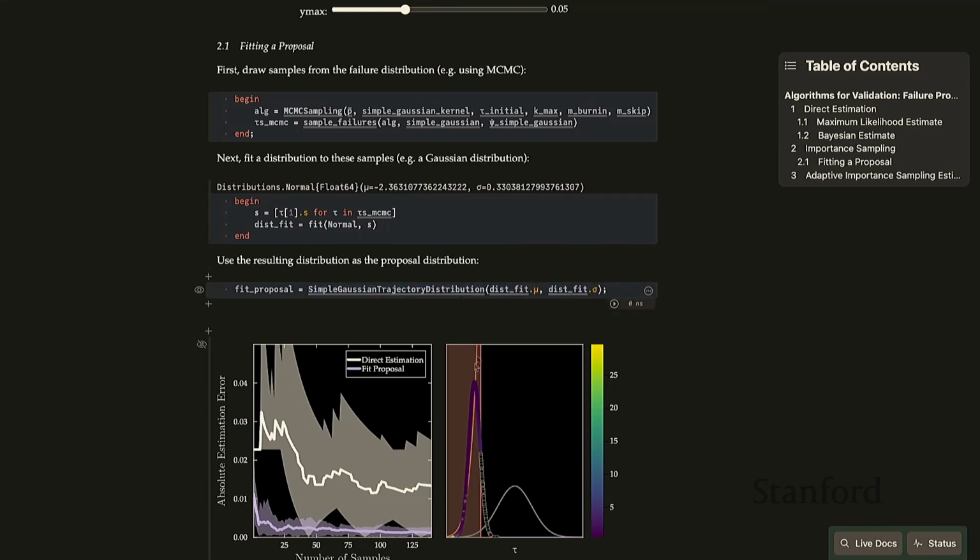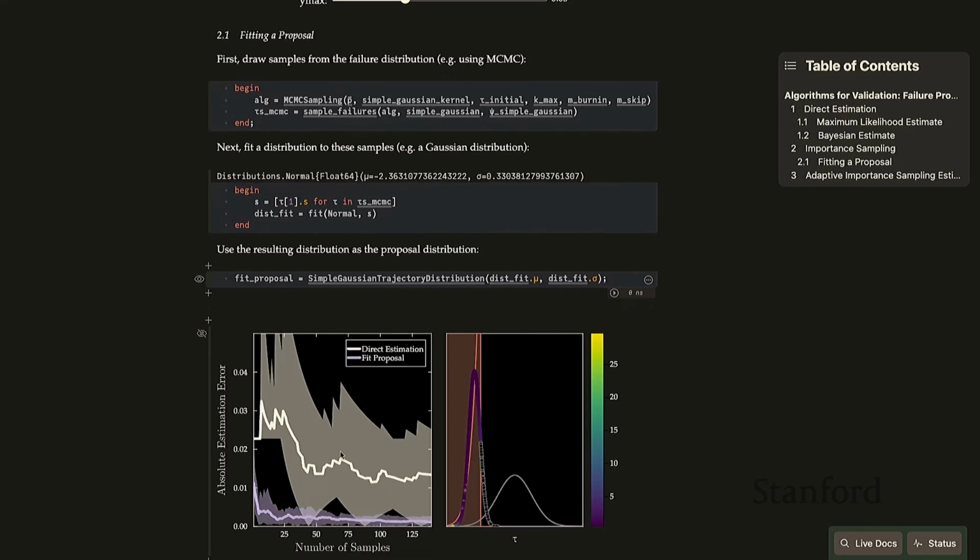You can see the true failure distribution is that red thing there. The distribution that we fit is the one that's got all the samples on top of it. And you can see that it ends up doing pretty well compared to direct estimation. So we fit a pretty good proposal doing this. Are there any questions on this?